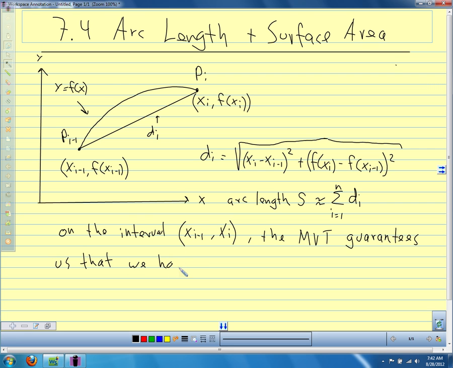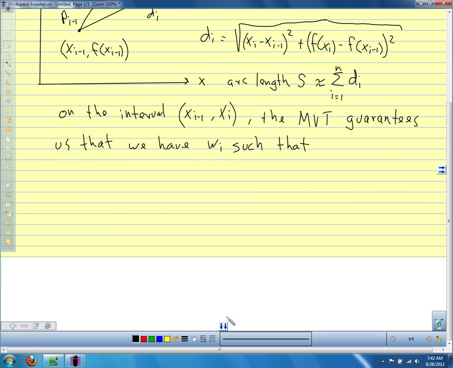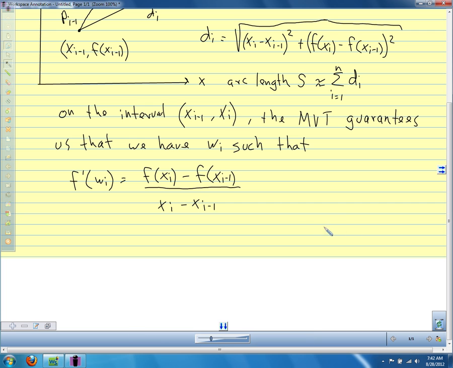So we have, I'm going to call it, W sub i, such that f prime at W sub i equals the slope of that segment. And the slope of that segment is just f of x sub i minus f of x sub i minus 1, over x sub i minus x sub i minus 1. So the mean value theorem guarantees us that we can find that point, or that point exists.